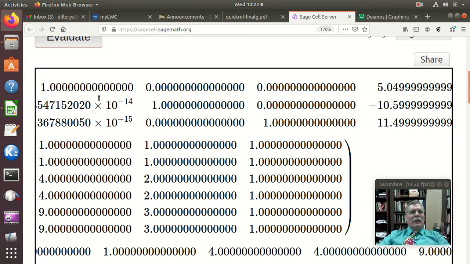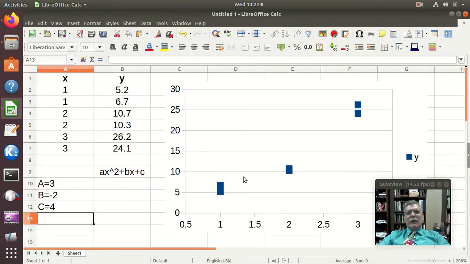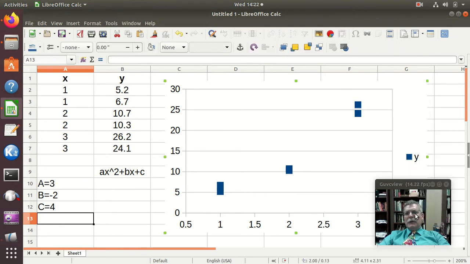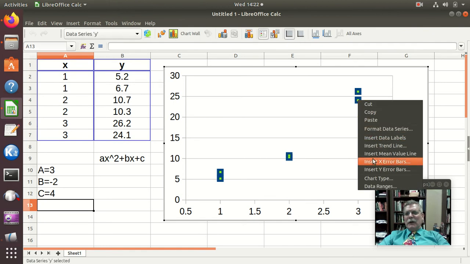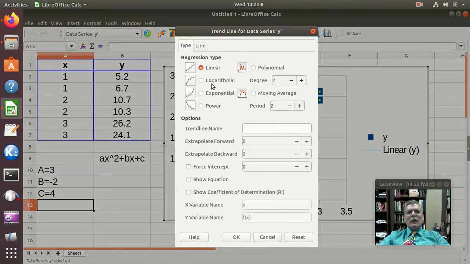And then you can do the same thing here. You can get that least squares fit. If I say I want to edit this, and then I go in here and I say add a trend line, insert trend line.